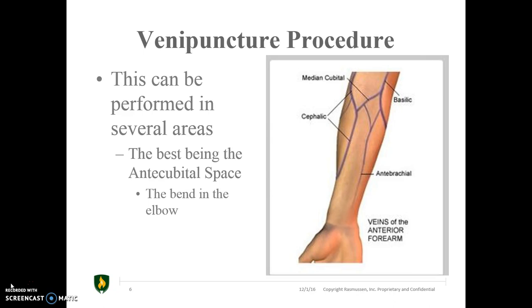Last is that basilic vein, and this is the least commonly used because it is not well anchored, but also because it is right above your brachial artery. If you go too deep, you can nick that artery. This vein is located on the inside edge or the pinky side of your antecubital space.